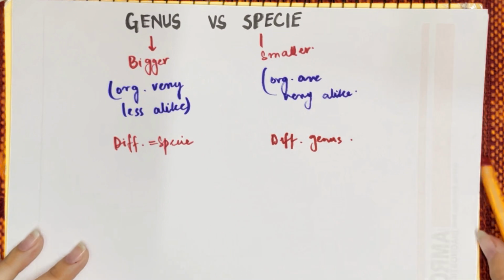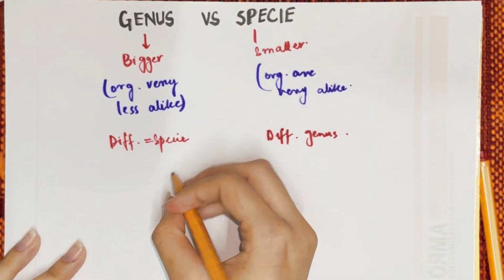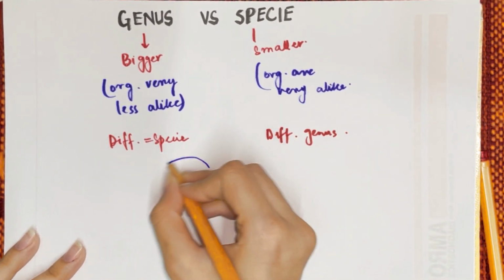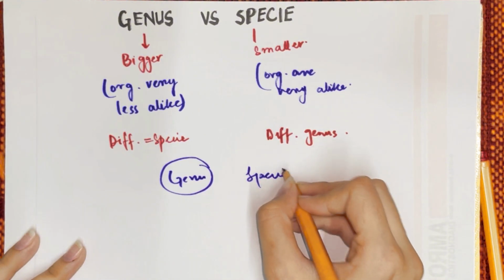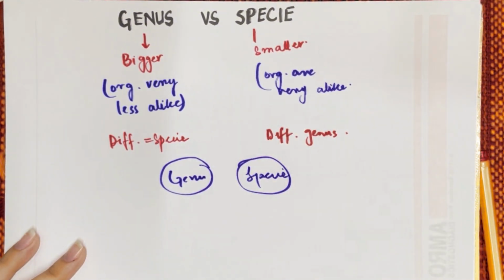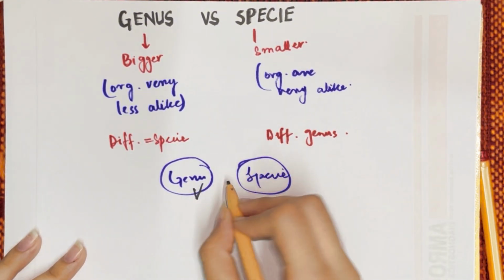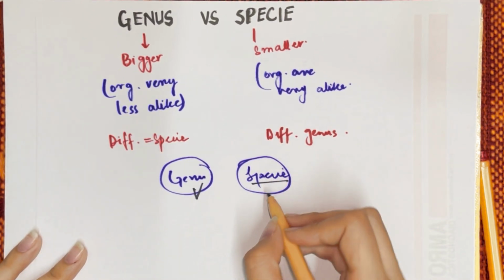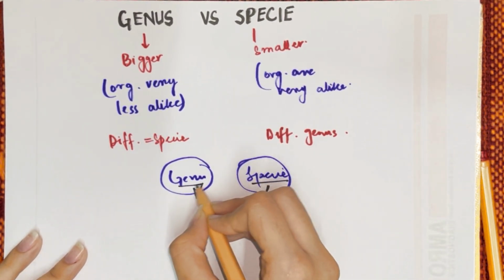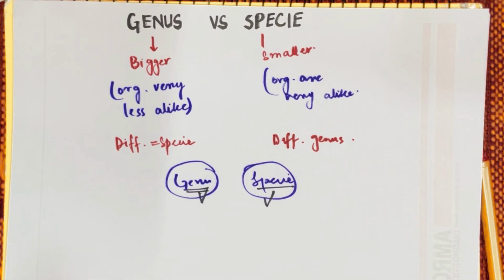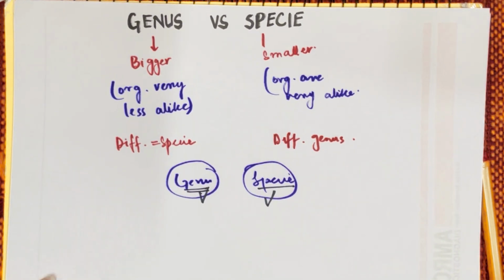This is how we learned how the terms genus and species are different. Whenever the organisms in a group have the similar genus, they would have a different species, and whenever they have a different species, they would have a similar genus. So this is the difference that we need to learn between a genus and the species.